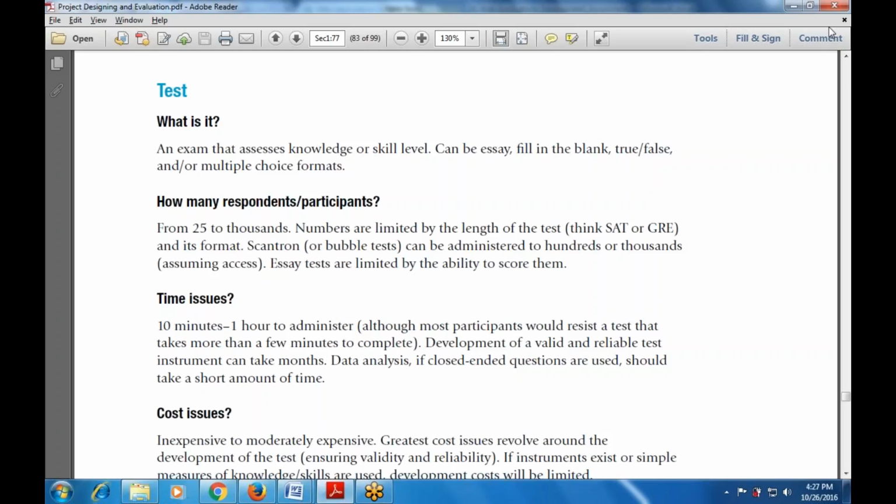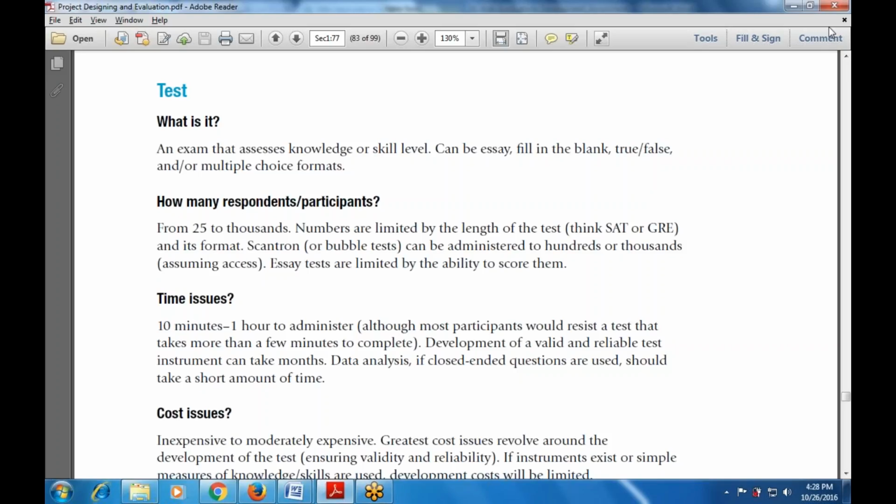And the numbers are limited by the length of the test, whatever the set format used with the length of the test. A bubble test can be administered to 100 or 1000, assuming access. And essay tests are limited by the ability to score them, whatever the ability of the person who is scoring them.